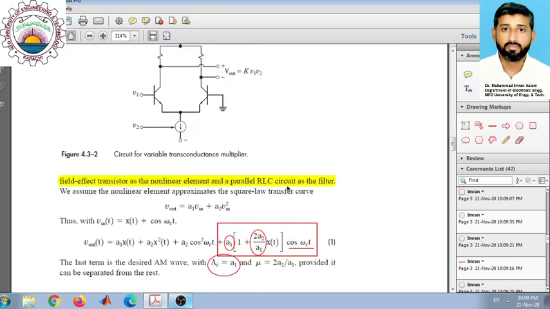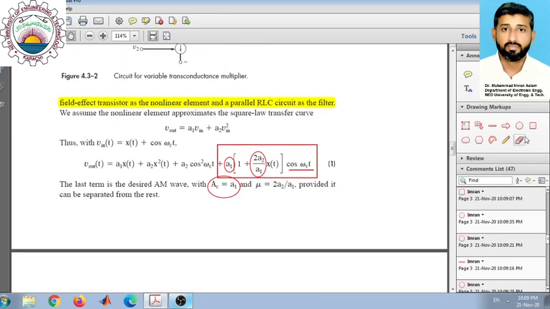So in that case, we can directly see that this mu is equal to 2a2 upon a1. So this is representing the mu. You can see that this last term is representing the AM signal. The standard AM signal is represented here, where you have AC, the carrier amplitude, which is represented by this constant A1, whereas the modulation index is represented by this term mu, 2A2 upon A1.